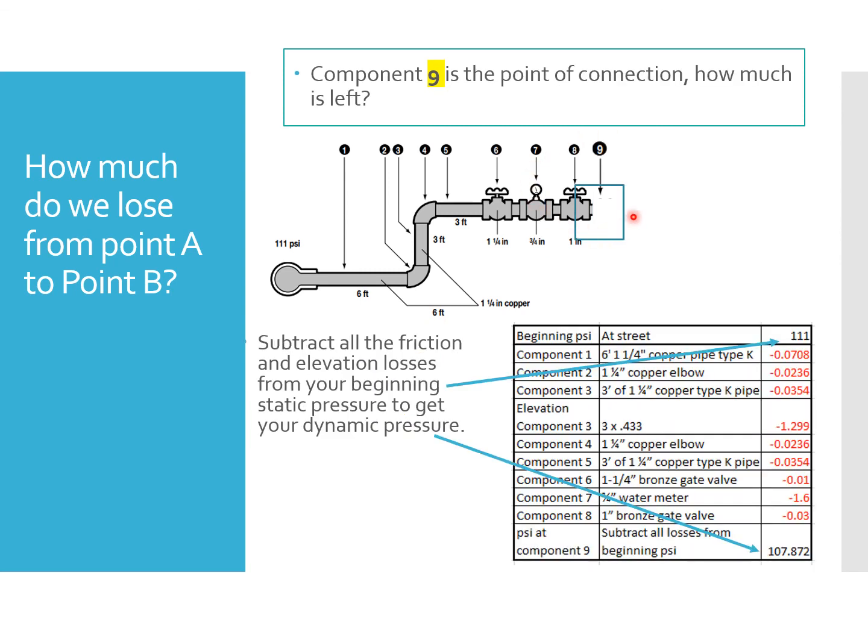So here we have component 9, which is basically our point of connection, where we're going to be taking off and starting our system. So we need to subtract all of the friction and elevation losses from our beginning pressure, our static pressure, to come up with our dynamic pressure.